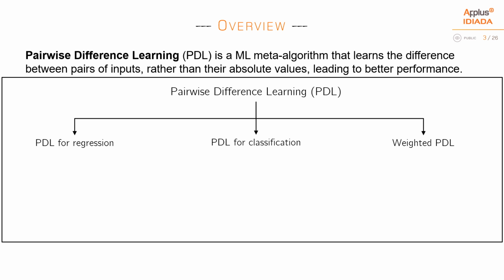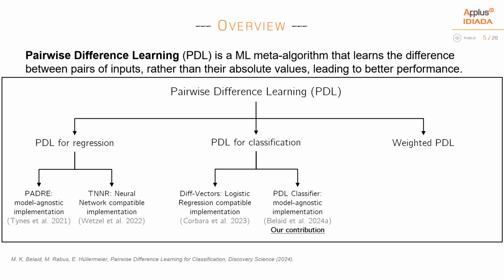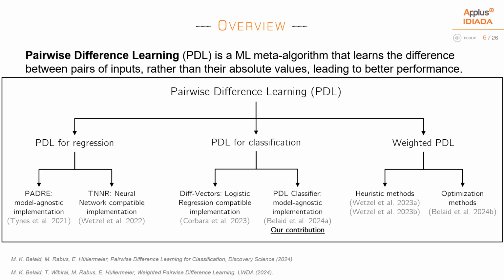PDL is a machine learning meta-algorithm that learns the difference between pairs of inputs rather than their absolute values, leading to better performance. Regression versions of PDL were independently developed by Tynes et al. and Wetzel et al. Our contribution is a model-agnostic implementation of the classification version of PDL. In a separate paper, we also introduce optimization methods to weight PDL effectively.